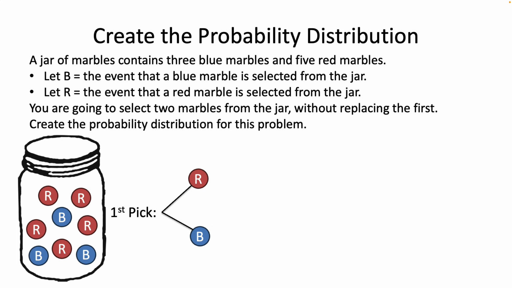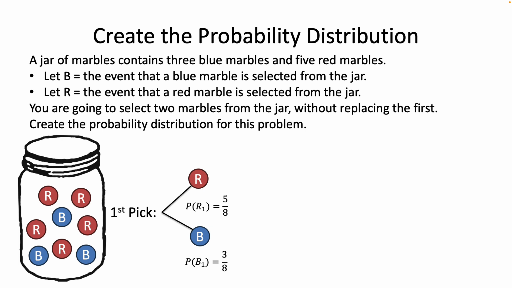If I reach into the jar and pull out a red marble, since there are 5 red marbles out of 8 marbles total, the probability that the first marble is red would be 5 out of 8. Now, if I want to find the probability that the first marble is blue, since there are 3 blue marbles out of 8 total marbles in the jar, the probability that the first marble is blue would be 3 out of 8. Now, once we pick that marble, it's not going back into the jar.